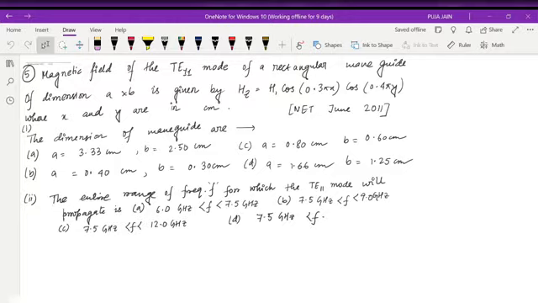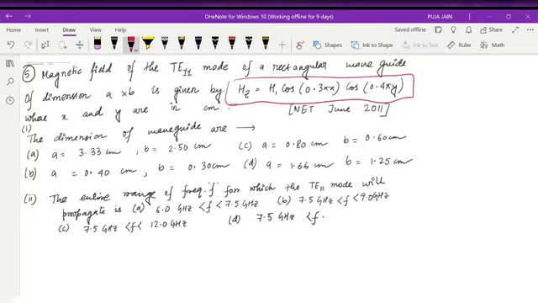Okay, this is a question related to waveguide. It is saying the magnetic field of the TE11 mode. TE means transverse electric. There are two types: one is transverse electric and the other is transverse magnetic. Of a rectangular waveguide of dimension A cross B is given by... If you don't know the theory portion of this, let me know. I will give a theory class regarding this waveguide.